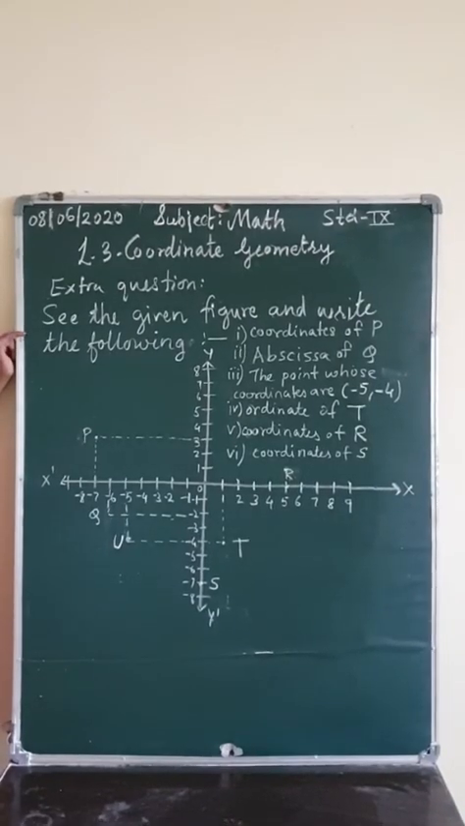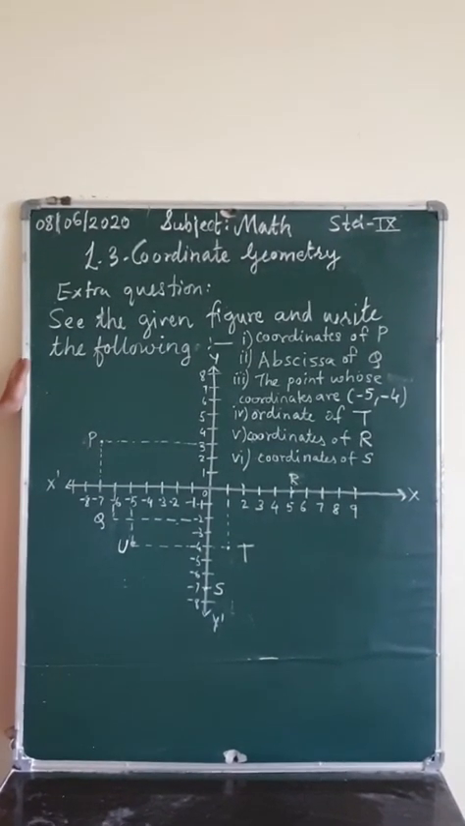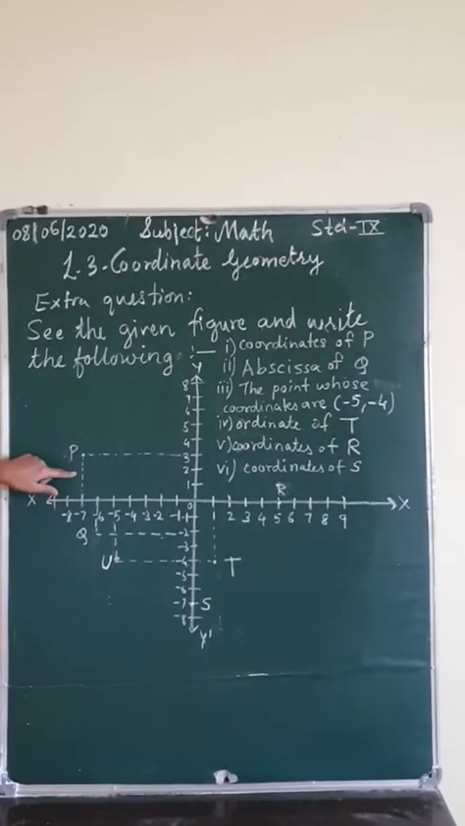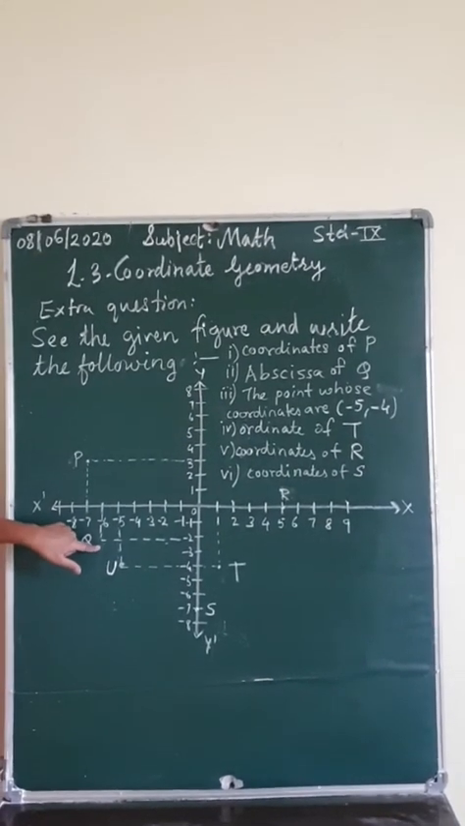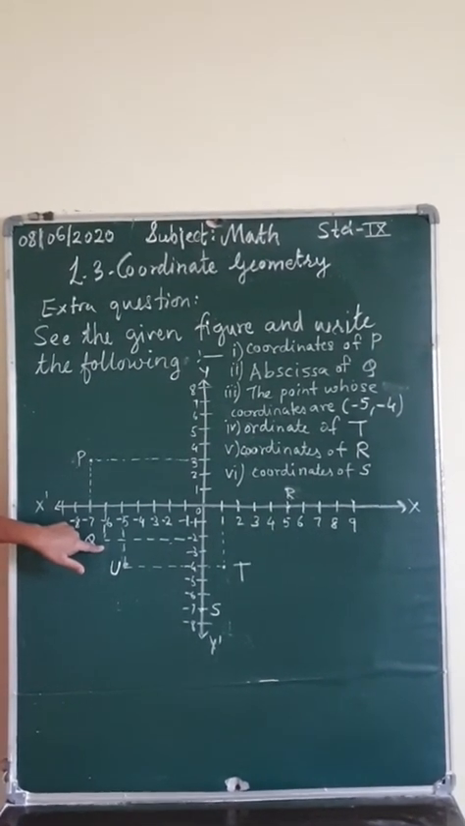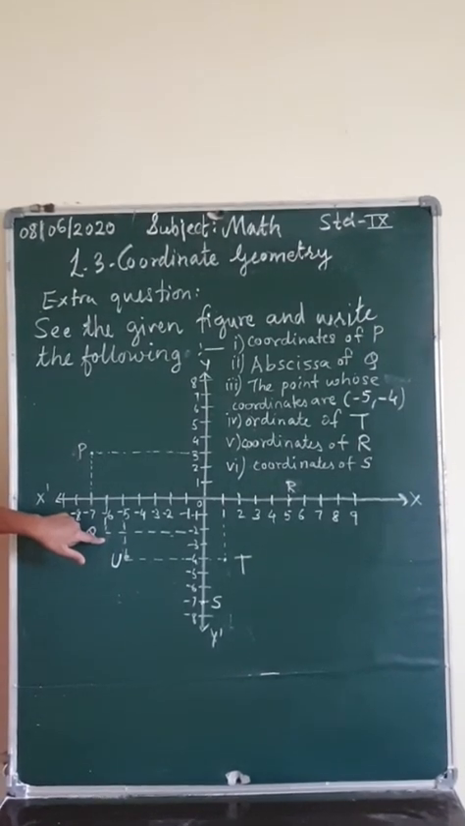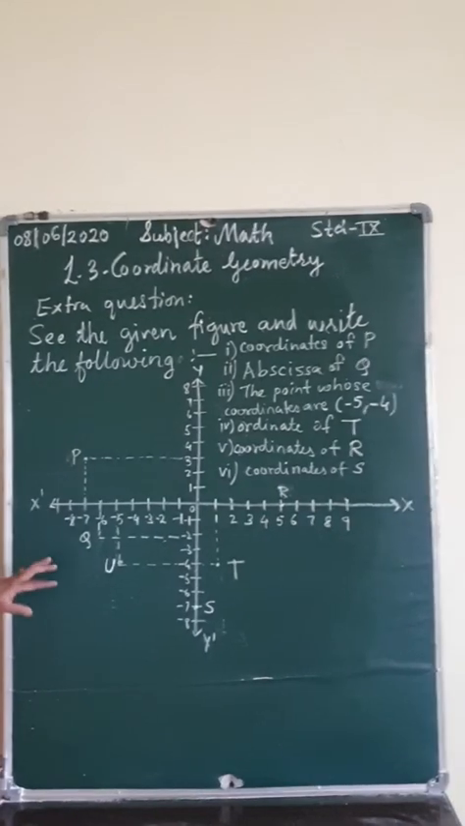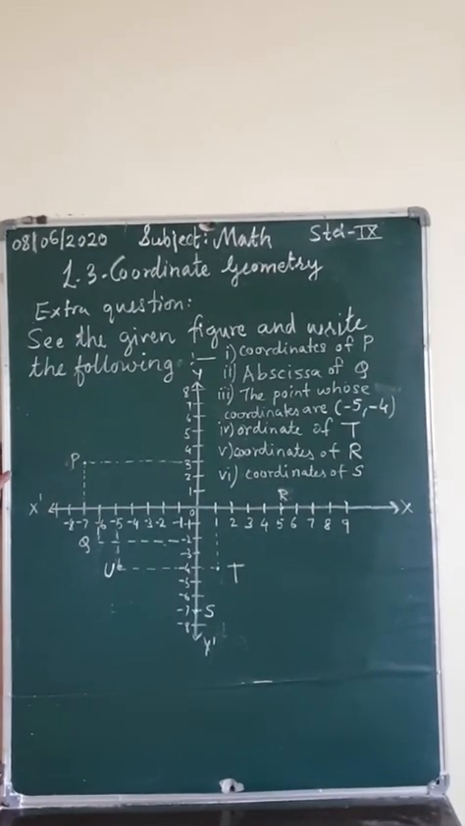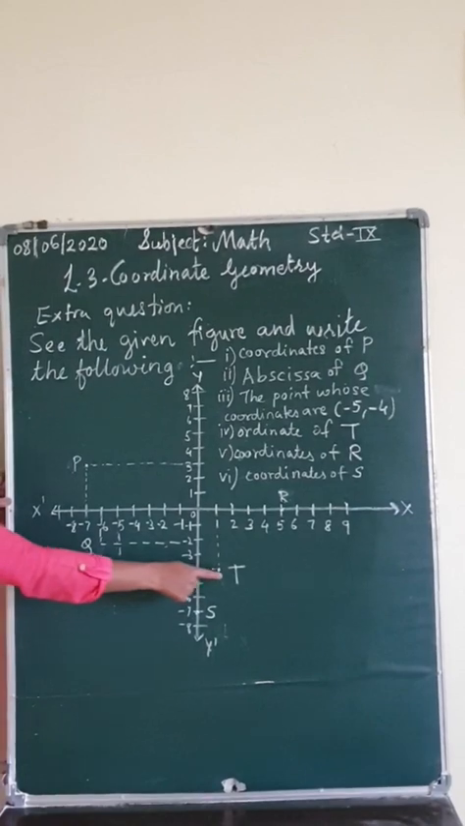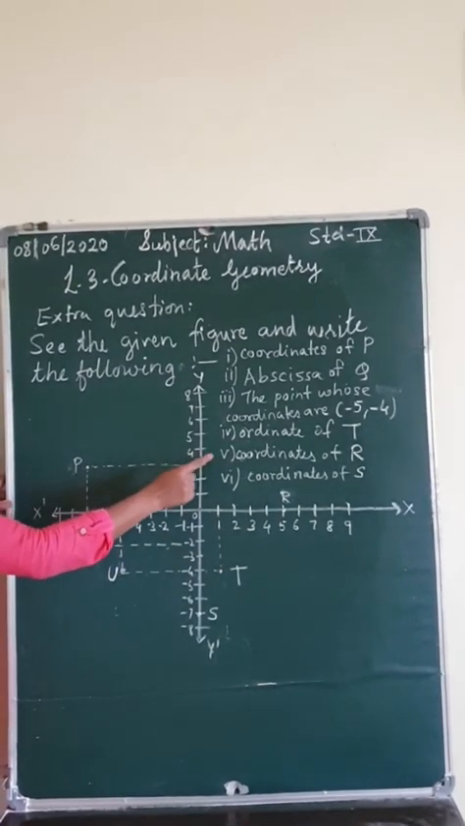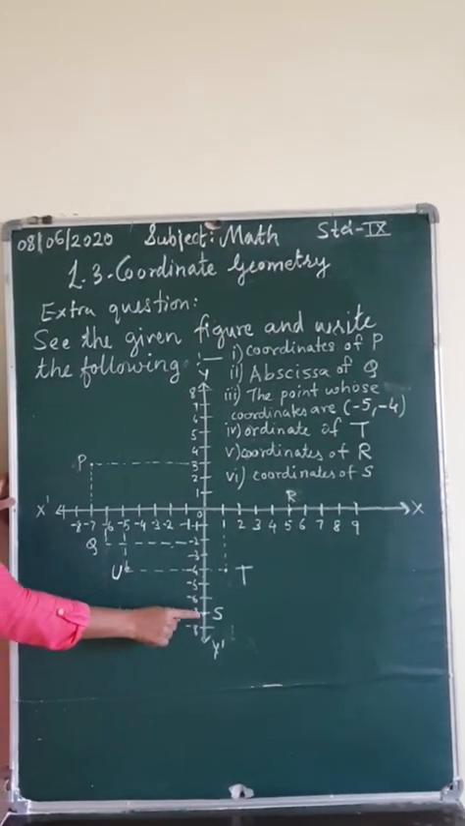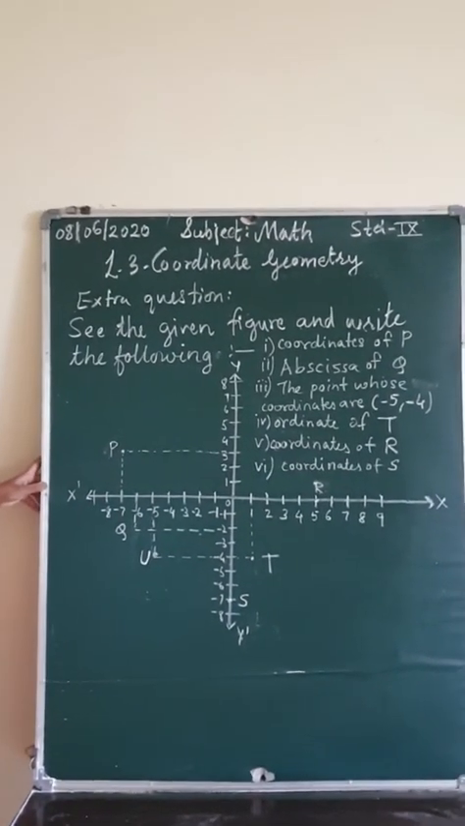Question here is, see the given figure and write the following. First, coordinates of P. Second, abscissa of Q. Third, point whose coordinates are -4, -5. Find it. Then fourth is ordinate of T. Fifth, coordinates of R. And sixth, coordinates of S. Write this down and solve this.